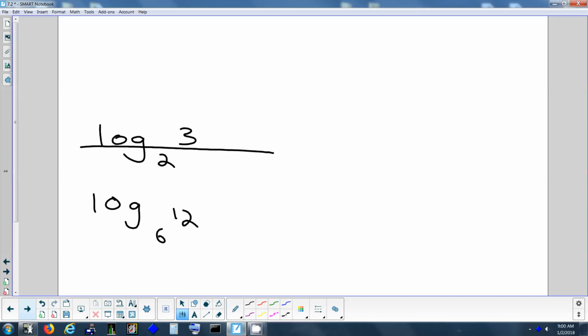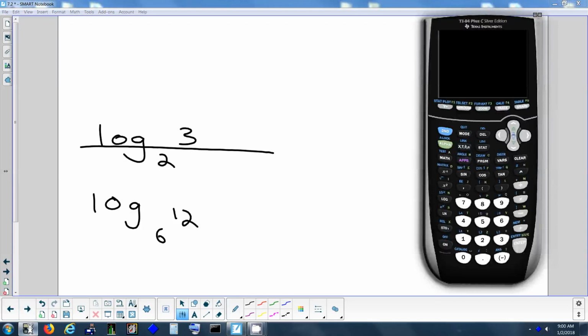All right, so for now, we're going to stick with 2 bases that the calculator can do. The calculator can't do those 2, at least not by pressing a single button. But I'll show you the 2 that the calculator has buttons for in a little bit.